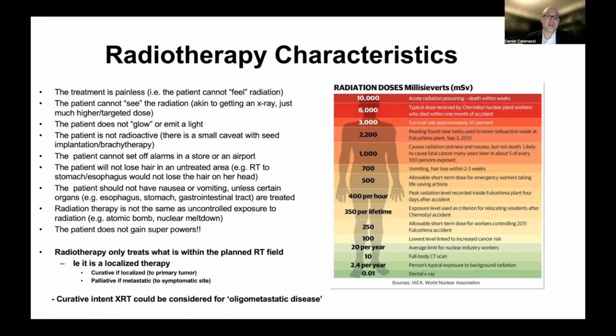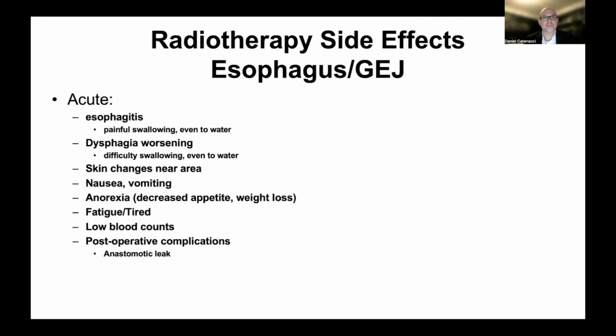And finally, curative intent external beam radiation could be considered for something called oligometastatic disease. So it's stage 4, but it's minimal disease to minimal sites, preferably after a long period of time of control with systemic therapy without any new sites of cancer showing up. And if that was the case, then one could consider a more aggressive approach to the primary tumor and metastatic sites with radiation with or without surgery. And we'll talk about that in a dedicated video later.